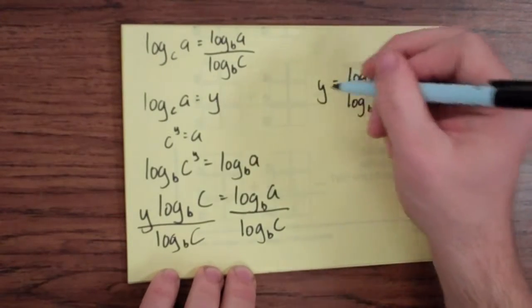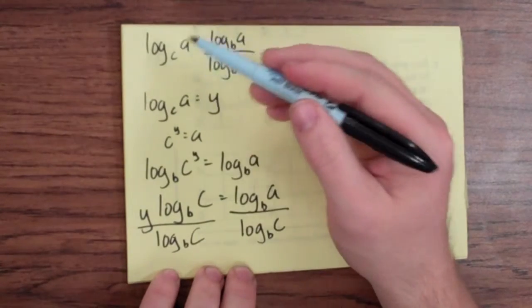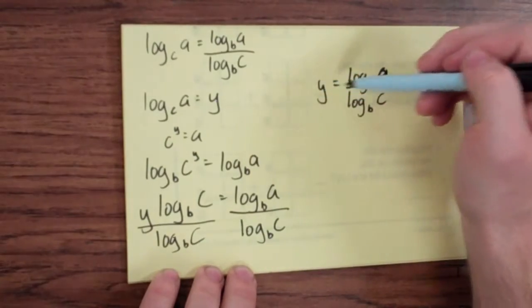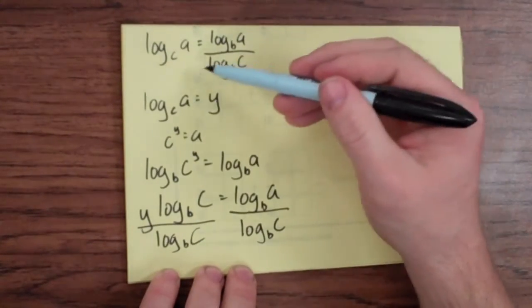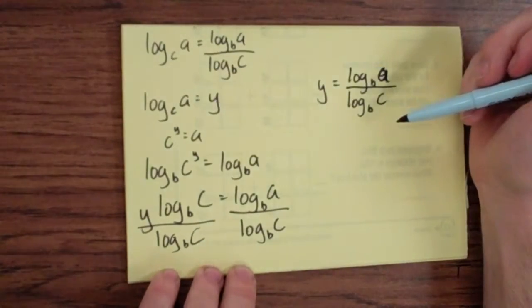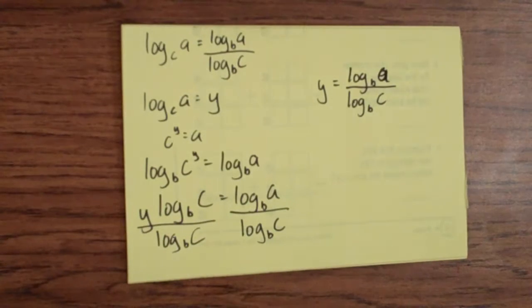All right, and what was y? Y was log base c of a, so log base c of a is equal to y is equal to log base b of a over log base b of c. Okay, and that's the change of base.